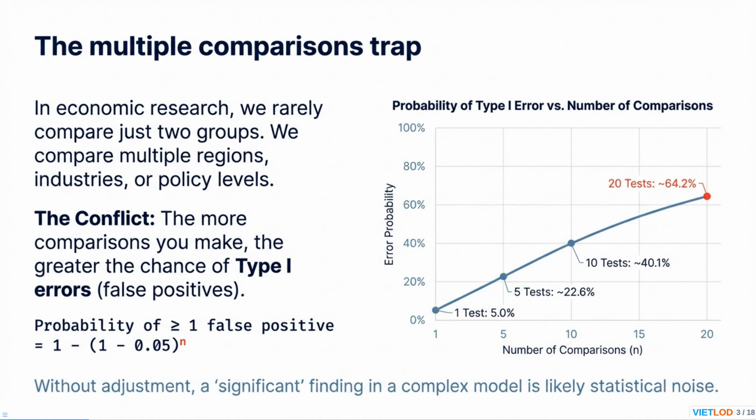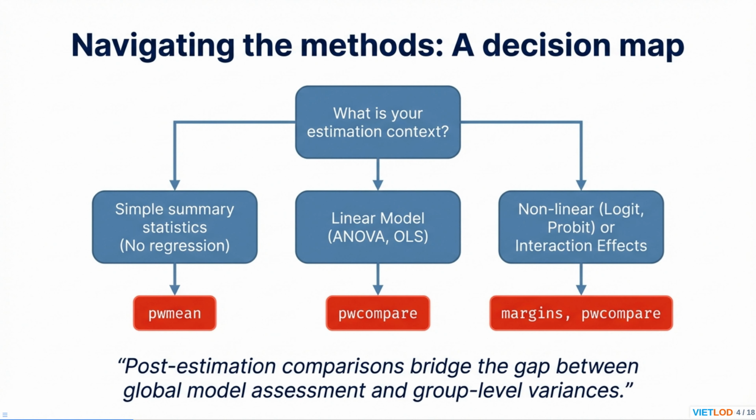As shown in the graph, while one test has a 5% error probability, this risk escalates quickly. With 10 tests, it's 40.1%, and by 20 tests, there is a 64.2% chance of finding a significant result that is actually just statistical noise. Without proper adjustment, findings in complex models are often unreliable. To handle this risk, we must navigate different adjustment methods based on our estimation context.